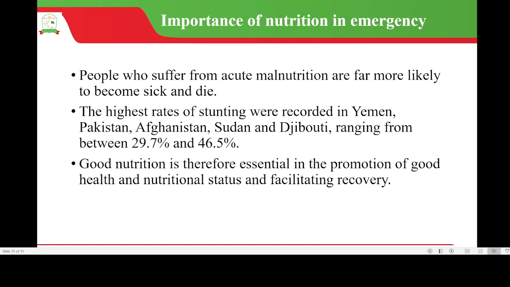People who suffer from acute malnutrition are far more likely to become sick and die. The highest rates of stunting have been recorded in Yemen, Pakistan, Afghanistan, Sudan, South Sudan, and Djibouti, ranging from 29.7% to 46.5%. And good nutrition is very essential in the promotion of good health and nutrition status and facilitating recovery.